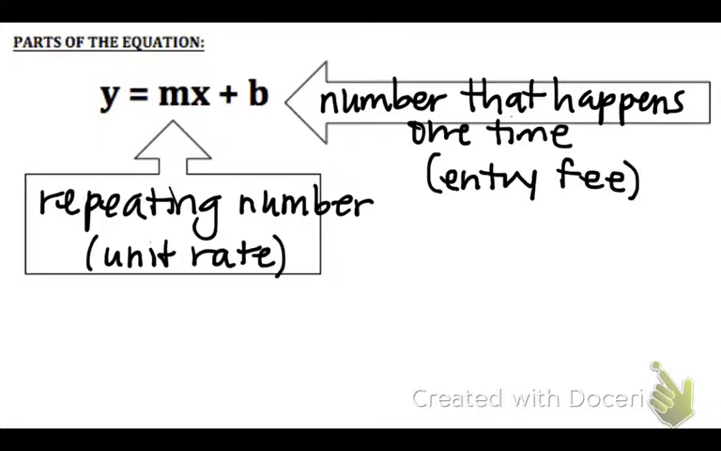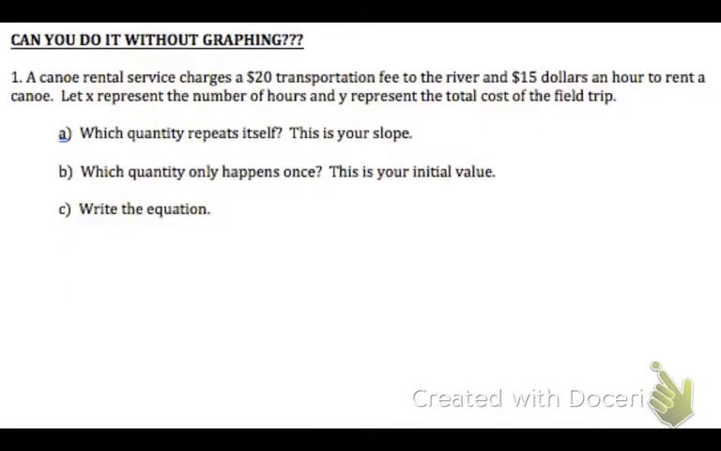Okay, so when we're writing an equation, we want to keep that in mind. We want to keep in mind that the repeating number, the unit rate, is going to be your slope, and you want to remember that the one-time number is going to be your y-intercept. So let's go ahead and give that a go.